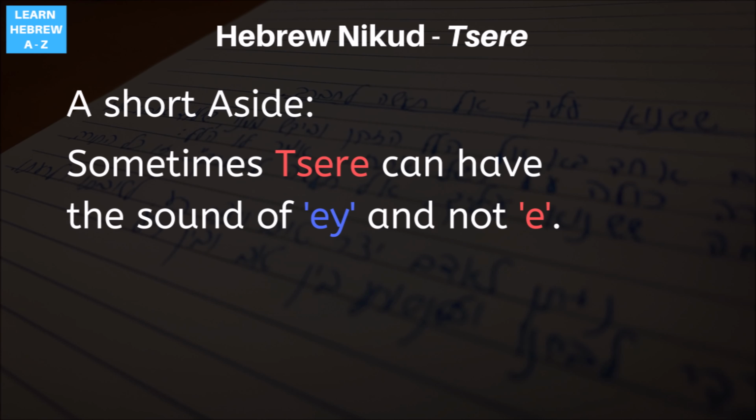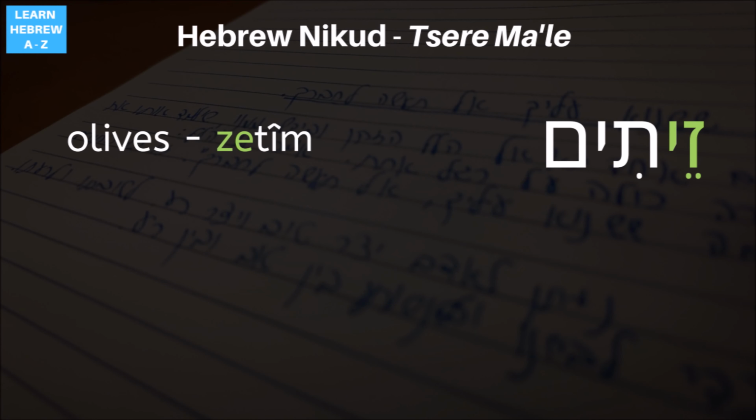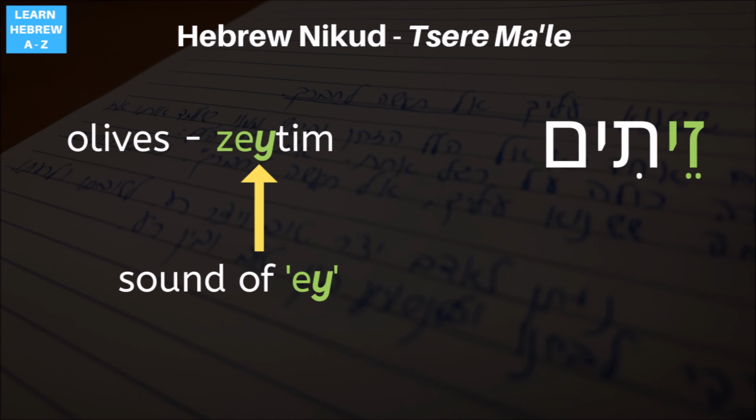Let's see an example that will clarify both Tzere Male and the other pronunciation I mentioned above. The word Zetim. You can see that the first letter Zayin is decorated with 2 dots underneath, and right after it there is a mother of reading, in this case the letter Yod. This is a Tzere Male. Now, we said there are 2 ways to pronounce it, with the sound of E, like so, Zetim, and with the sound of A, Zeitim.